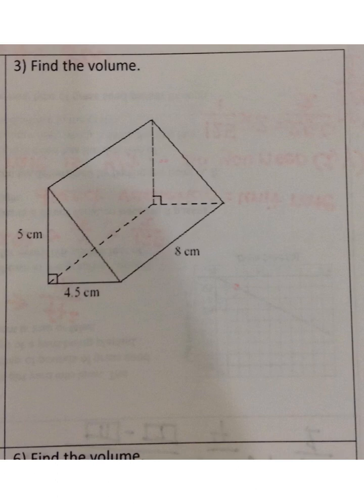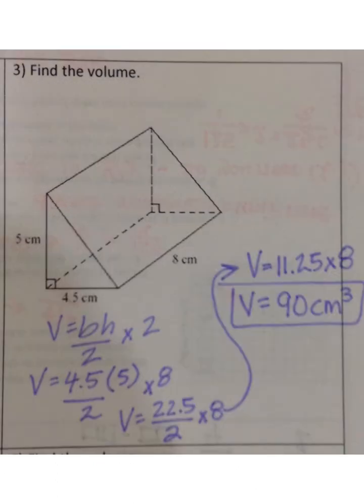Number 3, find the volume of this triangular prism. Again, remember by starting to write the formula. Formula I used for triangular prism, base times height divided by 2. So we want to find the area of the base and then we multiply it by the height of the prism. So I did 4.5 times 5 is 22.5 and I divided that by 2 and got 11.25.